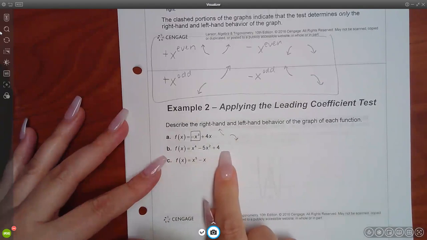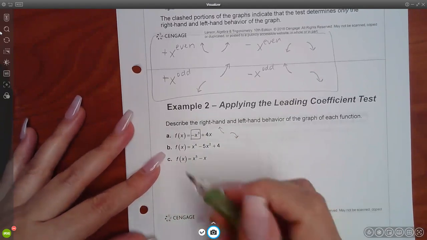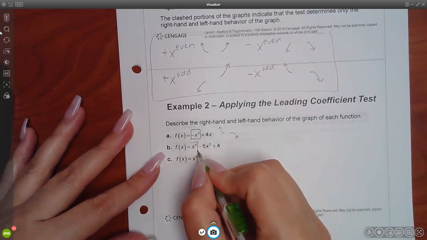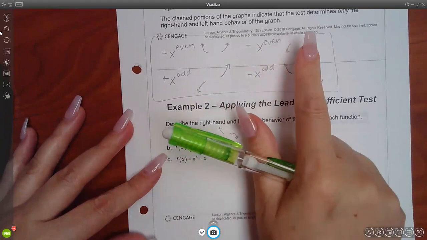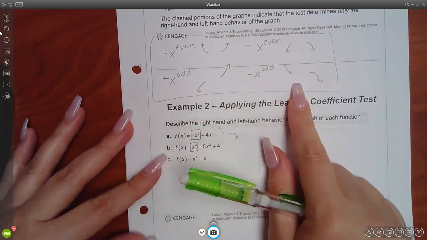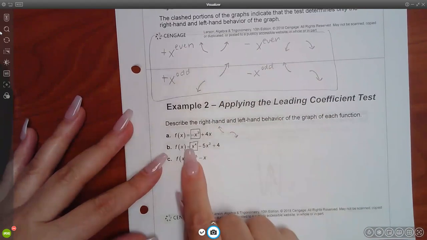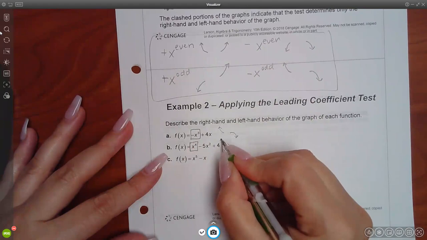What about in this polynomial? Who should I be focused on? X to the fourth. He's the guy with the highest exponent there. And so then top left, top right, bottom left, bottom right. Top left, this one, yes, it's a positive coefficient with an even exponent. So it'll go both up.